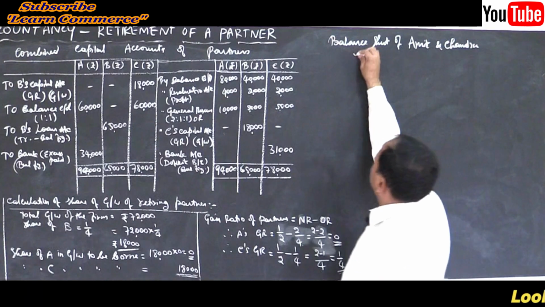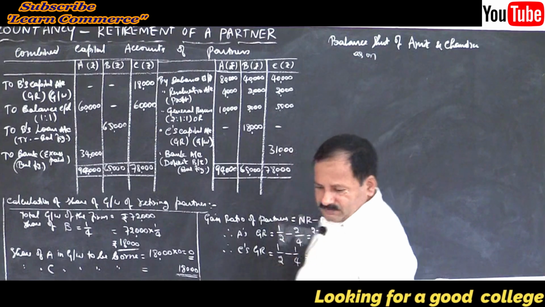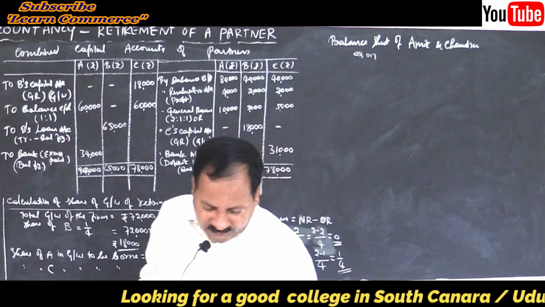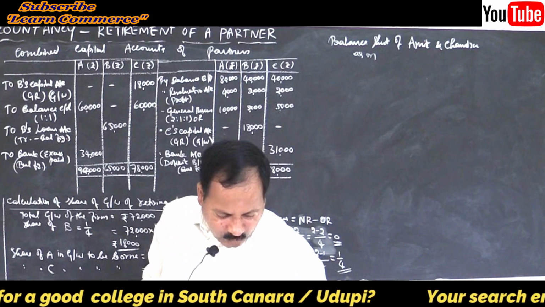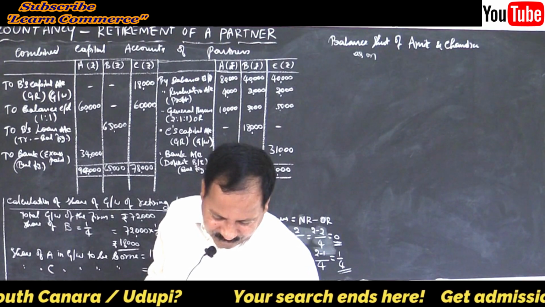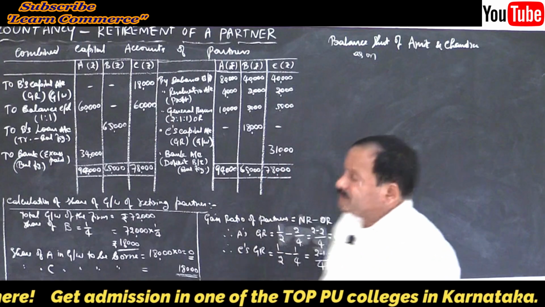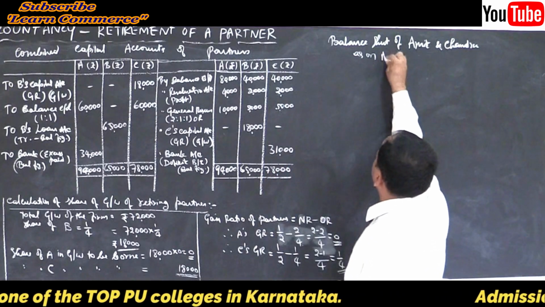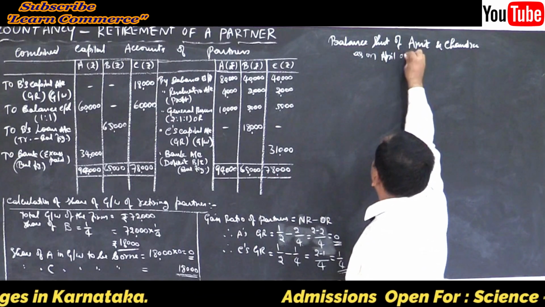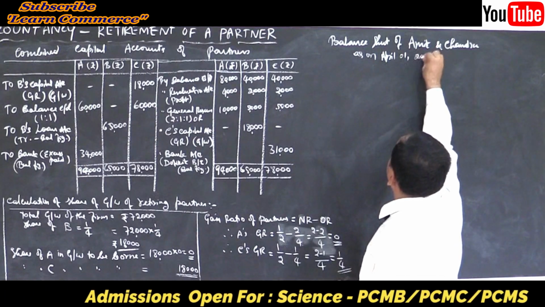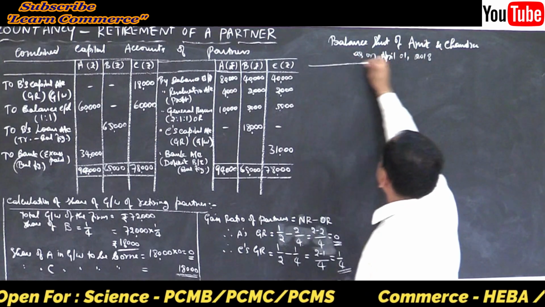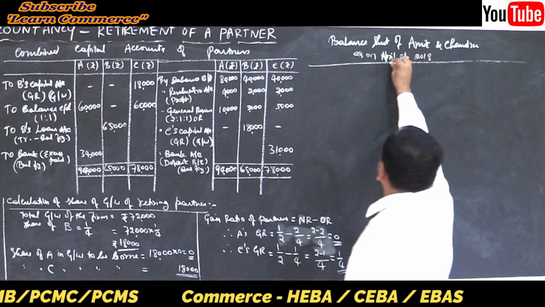as on. Yes, write the date. What's the date? See the old balance sheet. March 31st. So April 1st, 2018.